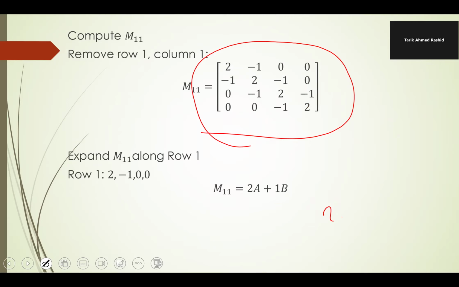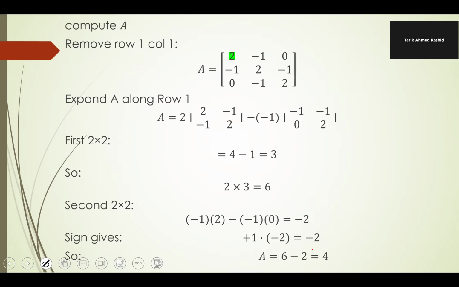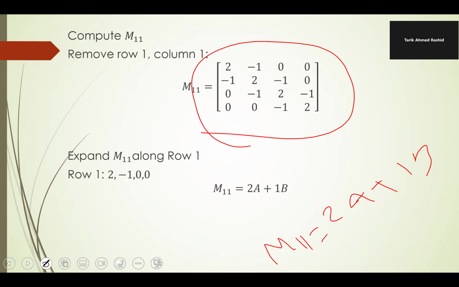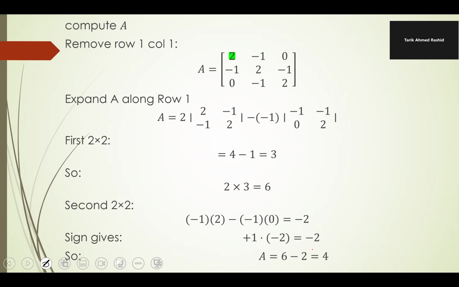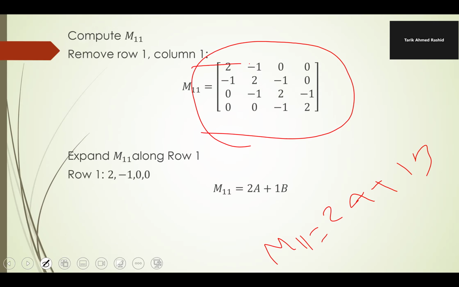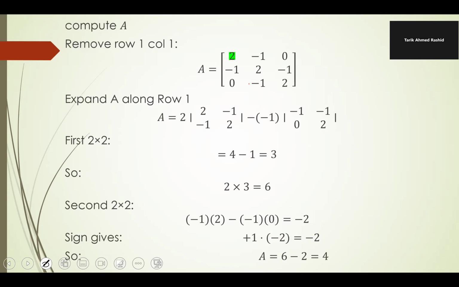So we have 2A plus 1B, and let's get M11. So how to get M11? We'll take row 1: 2, minus 1, 0, 0. So now we again compute A. To do A, we will get the determinant. We will remove row 1 and column 1. Here again, row 1 is reduced and column 1 is reduced. So now we will have this one: 2, minus 1, 0, minus 1, 2, minus 1, 0, minus 1, 2. That is what we have.